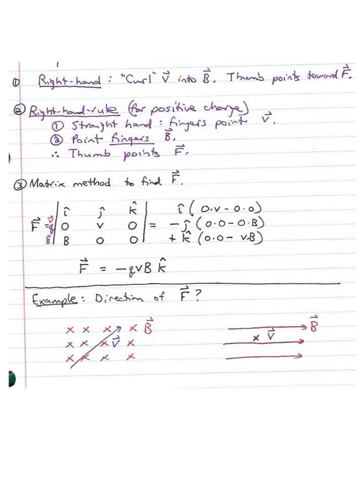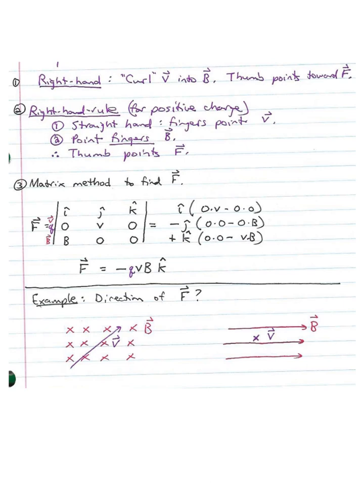Here's the summary for the 3 rules for finding the direction of force from a charged particle, a positive particle, moving through a magnetic field. The first 2 rules go together, and they're more appropriate for if you're just looking at a picture. And you can use either of those rules. I recommend using them both to make sure you get the same answer.